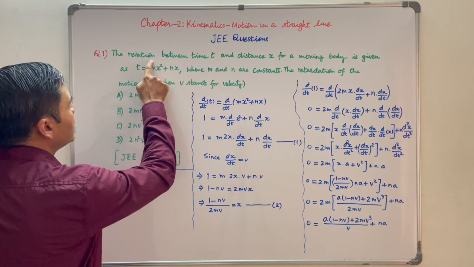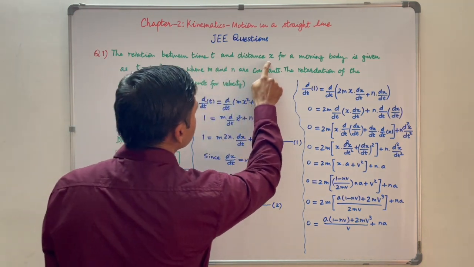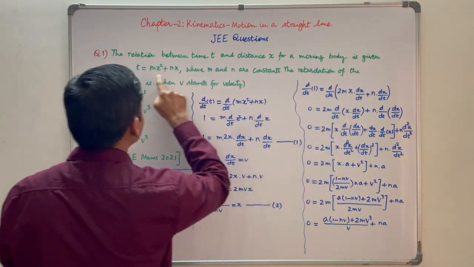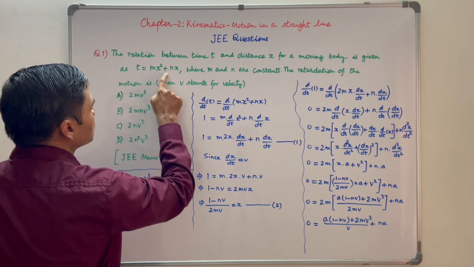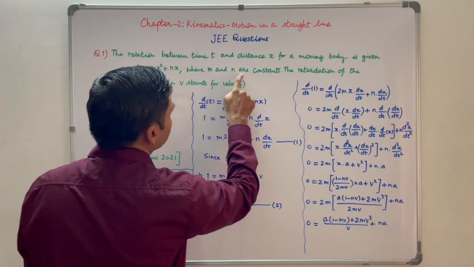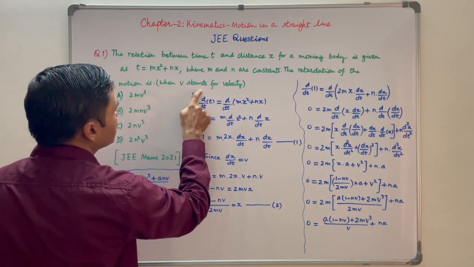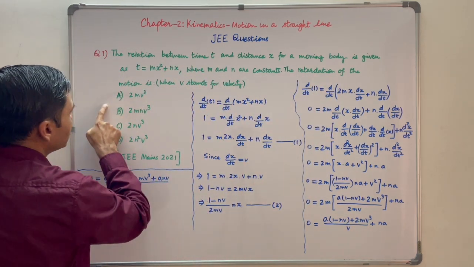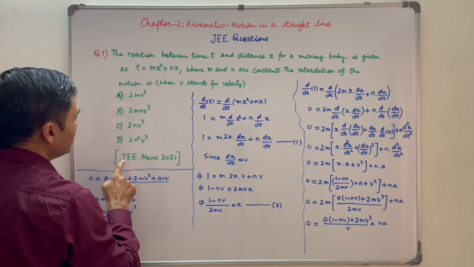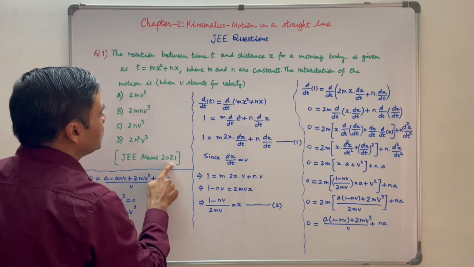First question: the relation between time t and distance x for a moving body is given as t is equal to mx square plus nx, where m and n are constants. The retardation of the motion is, when v stands for velocity. These are the options given. This question appeared in JEE Mains 2021.